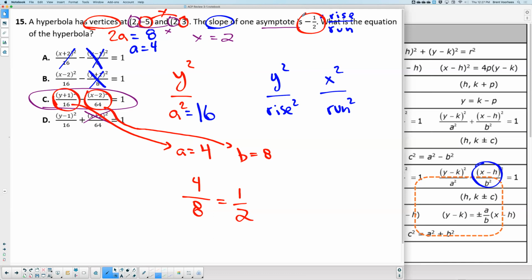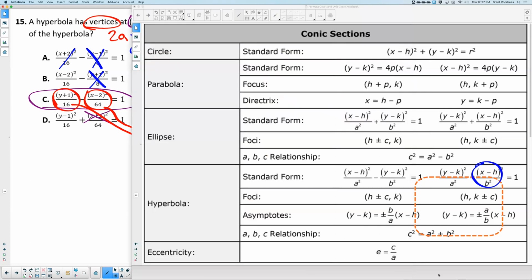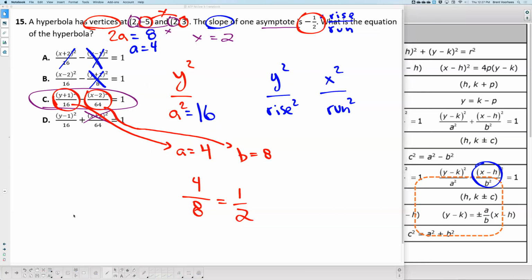How do you know it's negative? It could be negative or positive. It's actually both on any problem. If you graph these, you'd have two asymptotes, one positive and one negative. So that part's irrelevant, and that's why on the formula chart they put plus or minus. That's a great question. That's conic sections. Any questions over that?